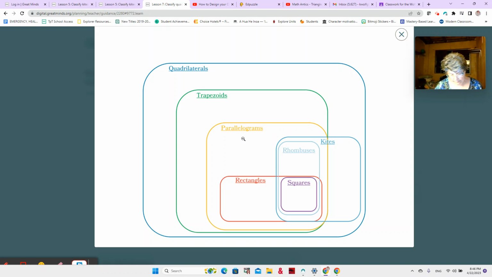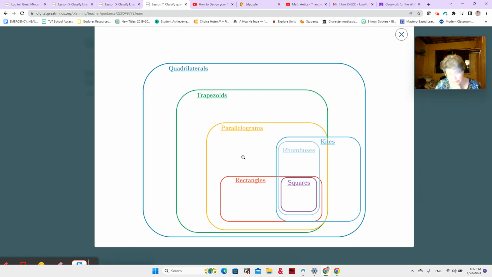Okay? What sections are completely inside the section for parallelograms? Completely inside. Rectangles are all parallelograms. Squares are all parallelograms. Rhombuses are all parallelograms, right? Two pairs of parallel sides. Makes sense, right? Two pairs of parallel sides. They're going to go on forever. Picture a rectangle. Picture a square. Picture a rhombus. Could be this way, could be that way, right? And all parallelograms. All right, nice.